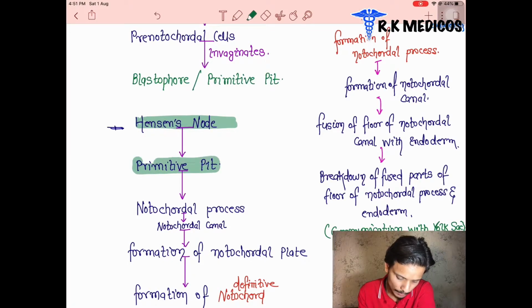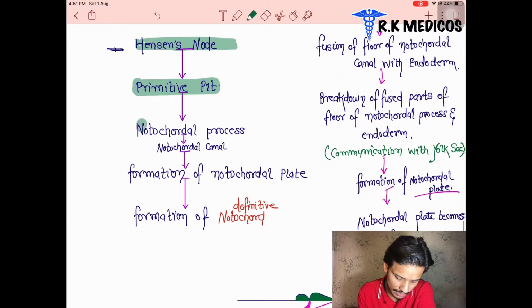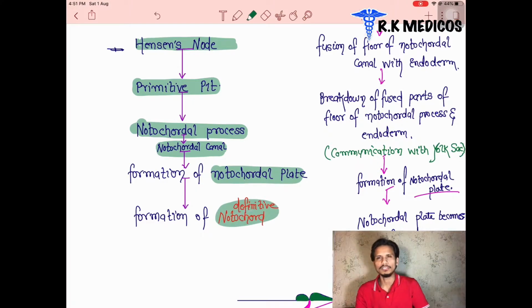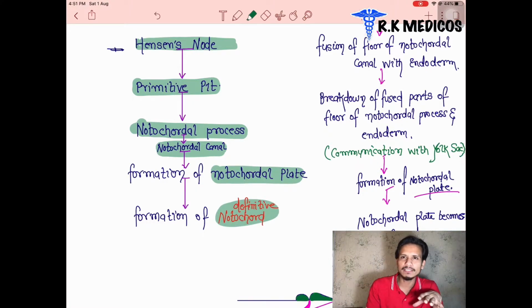After that they form the notochordal process, and then the notochordal canal, then the notochordal plate, and at the last they form the definitive notochord, or the proper notochord. So the notochord forms basically in steps. They follow different types of steps, and after these steps, at the end, we get the notochord. So how do they form from the primitive streak? From the primitive streak, we are going to see here.